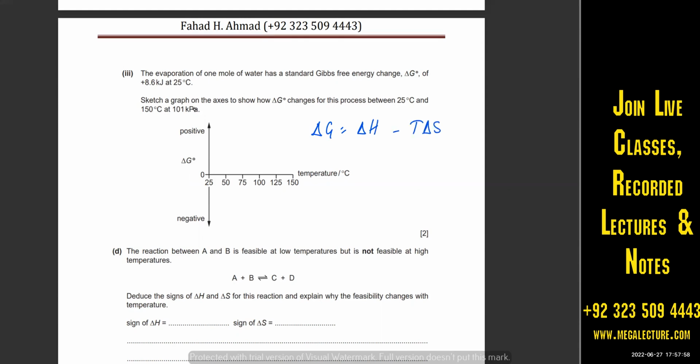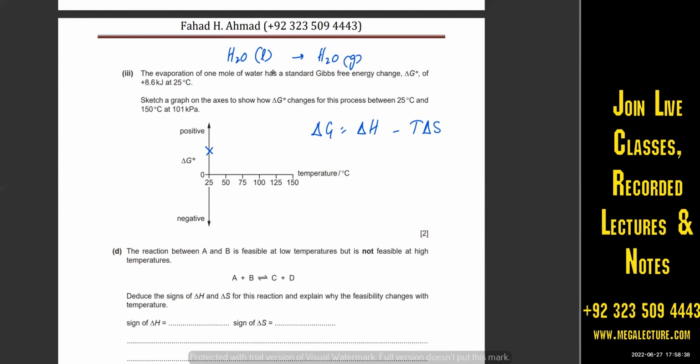First thing is, we just need to figure out, and remember, he's talking about water. So the starting point is somewhere positive. That's 8.6. That's your starting point, right? So at 25 centigrade, that's 8.6. Sketch a graph to show how the delta G changes. So delta H, for what process? He's saying the evaporation of 1 mole of water, right? So it's H2O liquid changing into H2O gas.